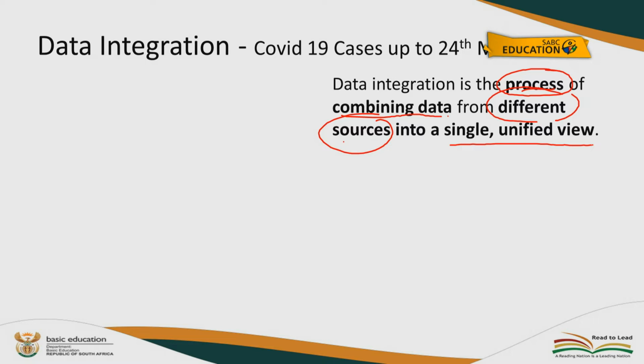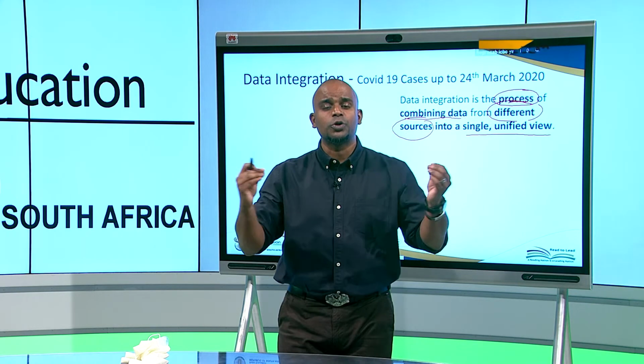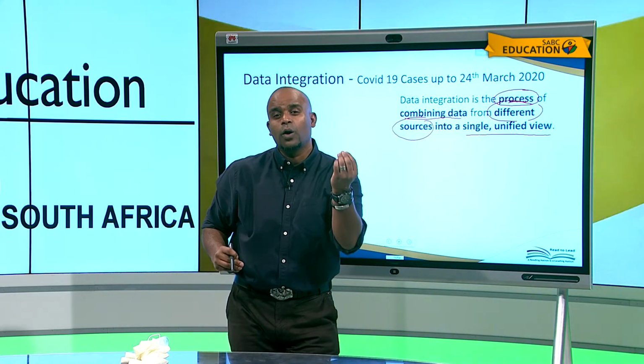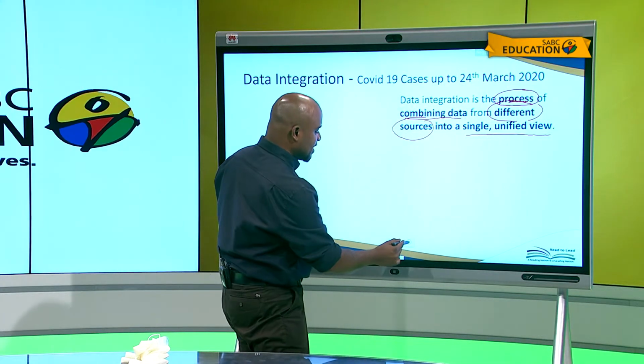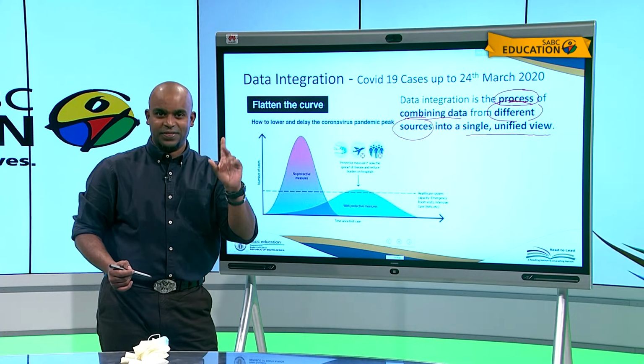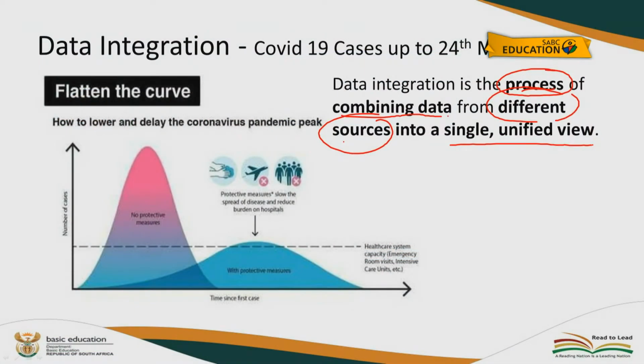What is happening here? All the data that is being collected, after being processed and analyzed, needs to be integrated, be it information about age, information about sex, whether male or female, or information about location. It needs to be unified into a single view. With regards to COVID-19, how is the single view represented? It is represented by, you guessed it, the curve. Everywhere around South Africa, we are talking about the curve that needs to be flattened. This is the best representation of integration.